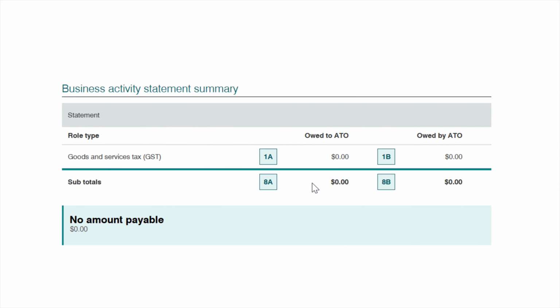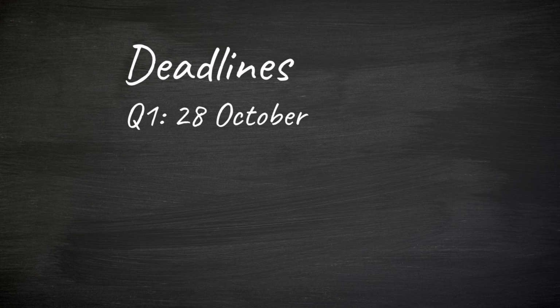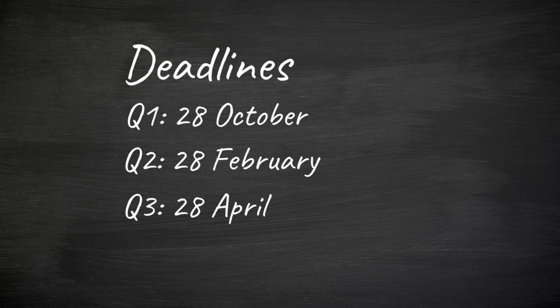And here's the issue. Even if your sales are zero and you had no activity, the ATO still expects a BAS lodged. Most small businesses lodge their BAS quarterly. Large businesses might lodge monthly, and a few micro businesses can lodge annually. That's very rare. The BAS deadlines are Quarter 1, 28th of October, Quarter 2, the 28th of February, Quarter 3, the 28th of April, and Quarter 4, the 28th of July. Miss these dates and the ATO can issue some hefty penalties.